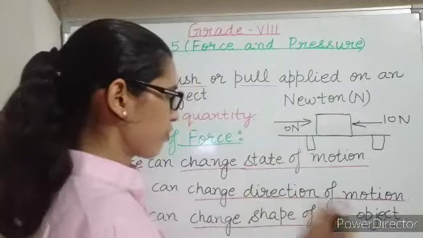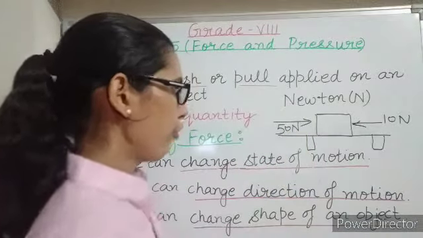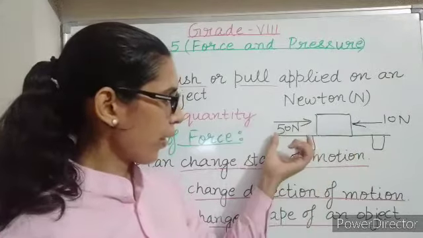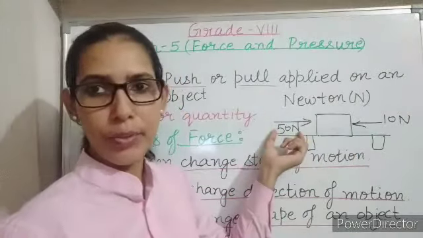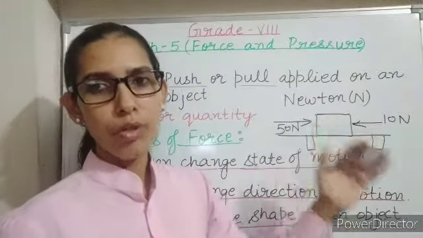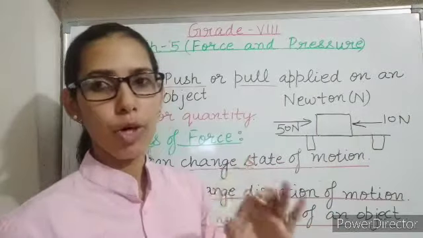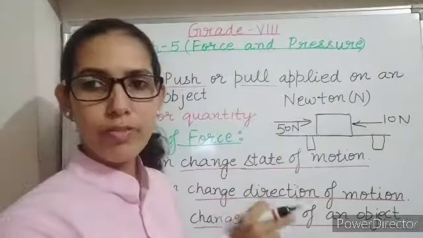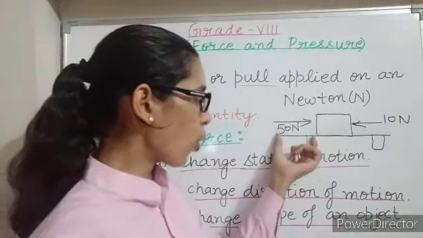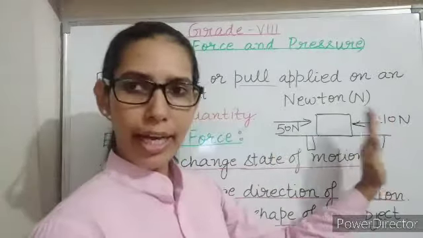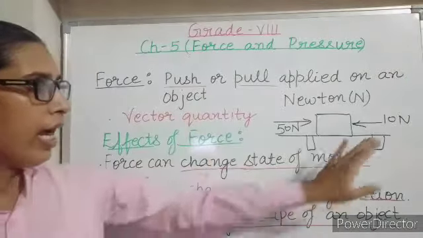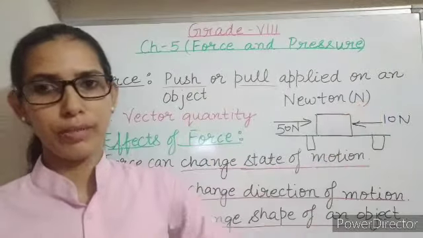If I increase the amount of this force, let's say this is 50 Newton. One person is applying force on this box in this direction. And the amount of force is 50 Newton. And someone is applying from that direction only 10 Newton. So now will the box move or not? Definitely the box will move. In which direction will the box move? Box will move in that direction, because more force is being applied in that direction. So let's revise. Force is a vector quantity and the unit of force is Newton.